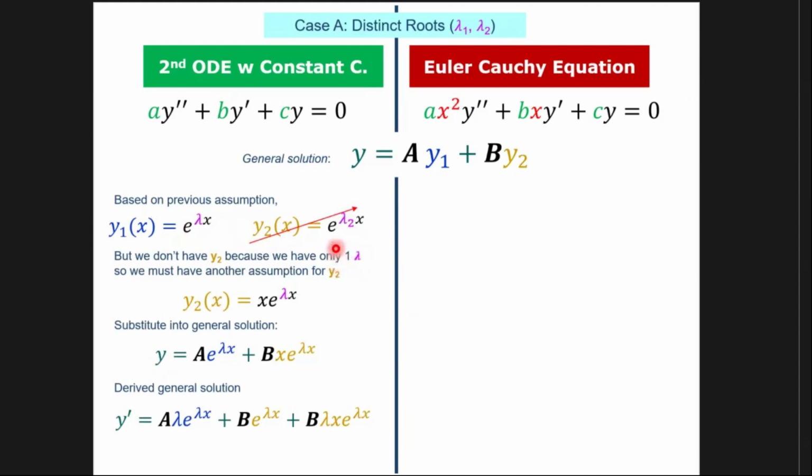Now, when we have equal roots, we only have one value of lambda. Remember? It's because the curve intersects at only one point at the x-axis. So we must have another assumption for y2. So the second assumption here is x e to the power of lambda x. So substitute y1 and y2 into the general solution. We will have a different general solution for equal roots.